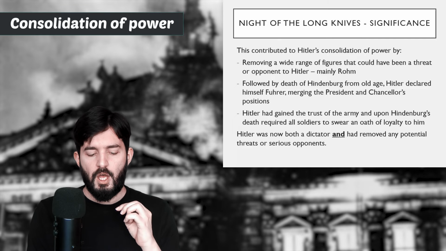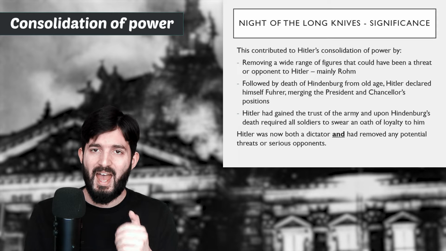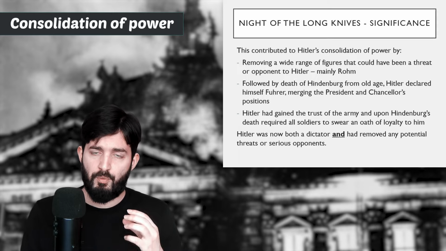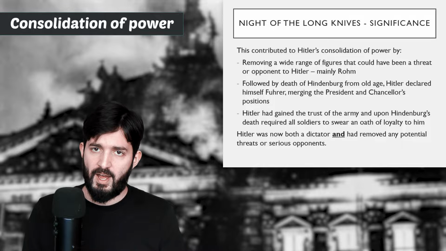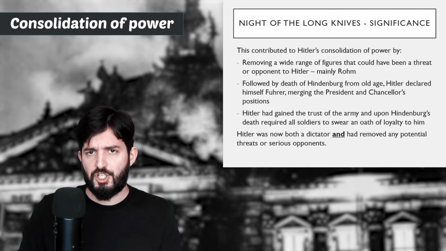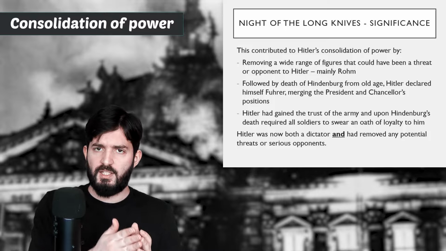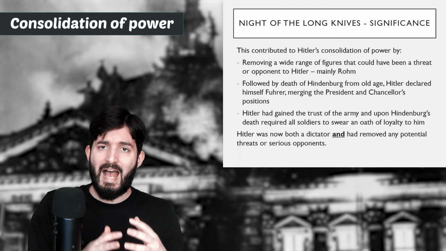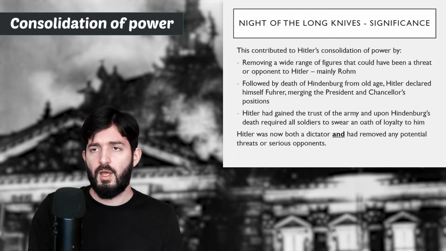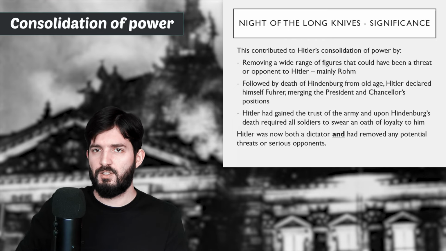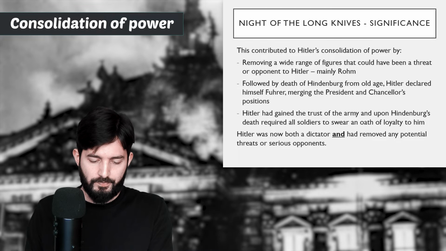So you now have Hitler being, A, a dictator, but B, he's also removed any potential threat or serious opposition or opponent to him. So the consolidation of power is in 2 stages: becoming a dictator and then removing opposition. By 1934, he has become all-powerful, and he'll remain that way largely until the end of his rule at the end of the Second World War. And that's the end of that topic.